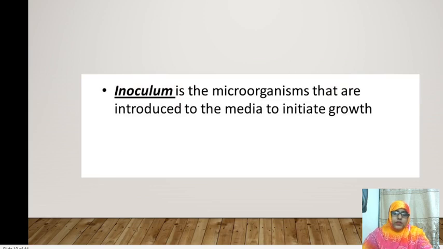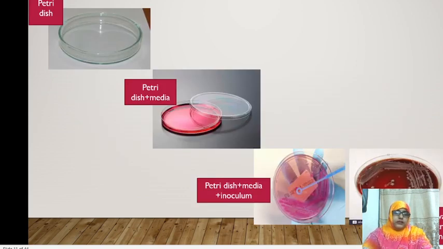Then inoculum, basically the original sample we take at the start of the process. To initiate the growth process, the original sample we take is called inoculum. Here is a diagrammatical view. A glass dish, then media is added depending upon which type of microorganism we are cultivating. Then petri dish plus media, and then the loop is taken with inoculum and a pattern or streak is drawn.